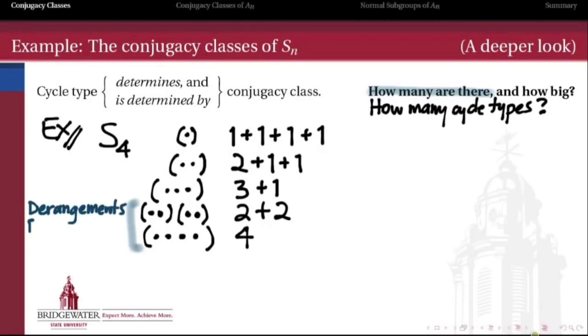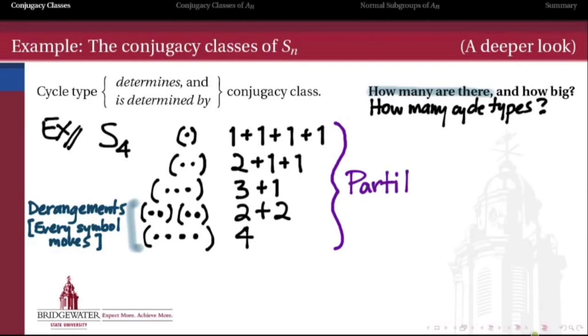Those of them at the bottom here, the 2 plus 2s and the 4s, are called derangements, because every symbol in one of those permutations is moving. None of them are staying in place. So there's 5 different cycle types here, because there are 5 different ways to partition the number 4 into a sum of positive integers. Partitions are a big deal in combinatorics.